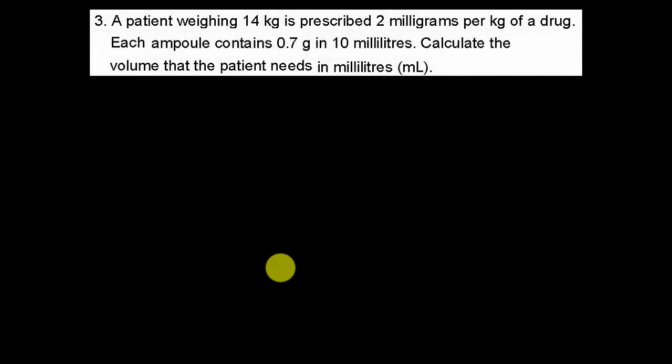On to question 3. A patient weighing 14 kilograms is prescribed 2 milligrams per kilogram of a drug. Each ampule contains 0.7 grams in 10 milliliters. Calculate the volume that the patient needs in milliliters. Well, that first sentence, 14 kilograms prescribed 2 milligrams per kilogram, sounds like my question 1. It sounds like a weight-dependent question. The second sentence, each ampule containing 0.7 grams in 10 milliliters, sounds like a liquid dose. In fact, both thoughts are true.